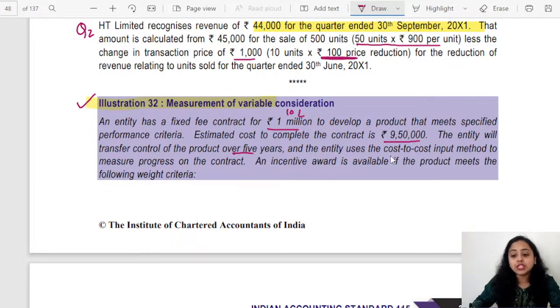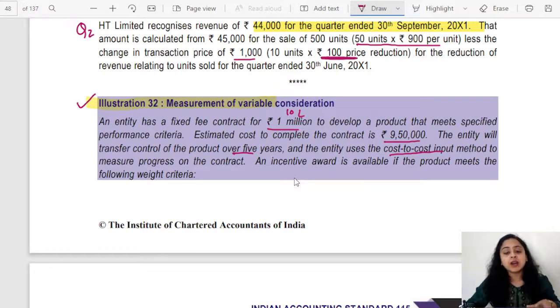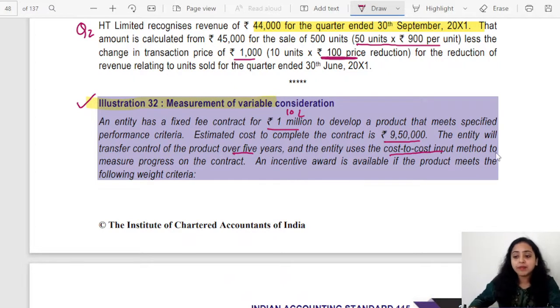And the entity uses the cost to cost input method to measure progress on the contract. Cost to cost means they will be appropriating this 10 lakh in proportion of the cost. If the cost has been completed 50%, the amount 5 lakh will be recorded. If the cost further has been added to 30%, the further 3 lakh will be recorded. It is being recorded as per the completion of the cost incurred.